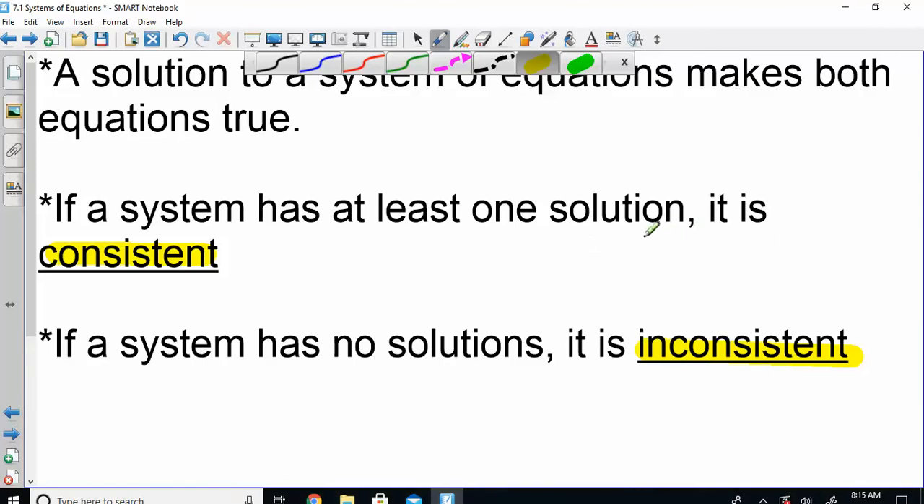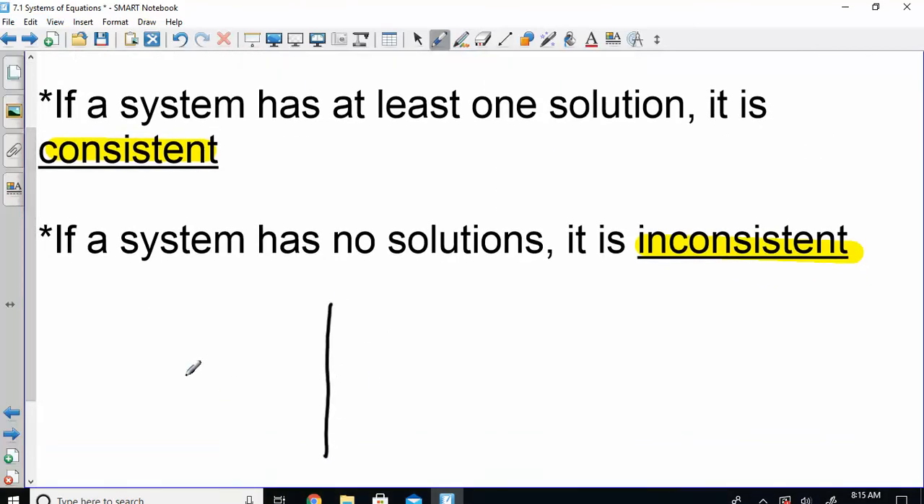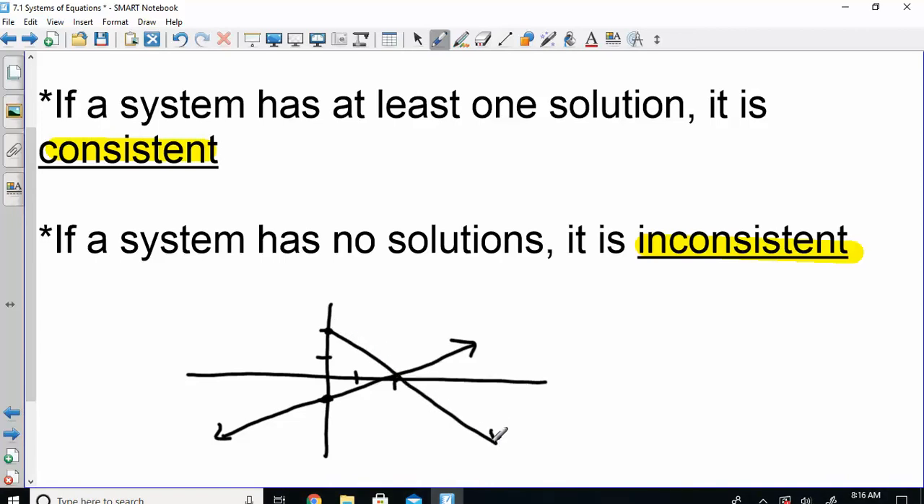and back when you were in Mrs. Keller's class, you guys first solved these by looking at graphs. So you would have a system of equations and you would graph both of them. So let's say you had a graph that looked like this. So there was your first line, and let's say this was your second line. What's the solution of that system? Right, the point where they meet. So this would have a solution of 2, 0.